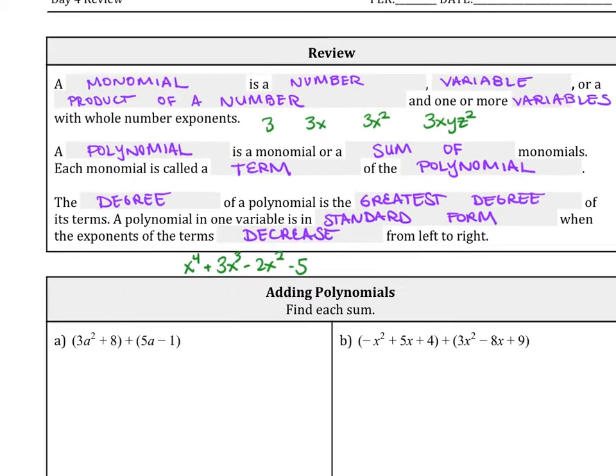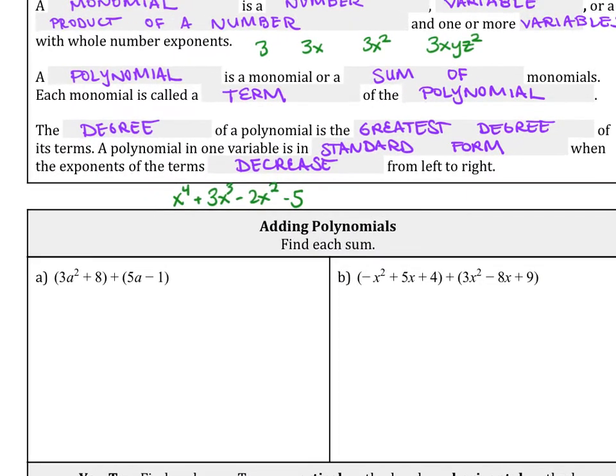So let's try these examples, adding polynomials. We're going to find each sum. So when we're adding, we can really just drop the parentheses. So nothing changes here on the right side. So we could just drop it. So let me rewrite it. 3a squared, and then there's no other a squared. So I'm just going to start grouping them together. Then I have a plus 5a, and then I have a plus 8 and a minus 1. So I already started writing it in standard form with the highest degree first and then decreasing.